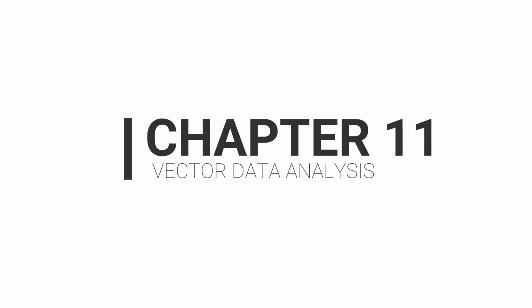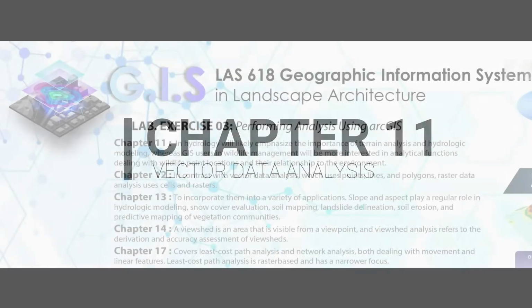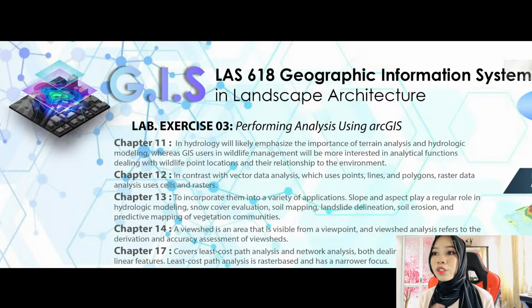In this video, I will talk about Geographic Information Systems in Landscape Architecture. In Chapter 11, a hydrologic GIS user will likely emphasize the importance of terrain analysis and hydrologic modeling, whereas a GIS user in wildlife management will be more interested in analytical functions dealing with wildlife point locations and their relationship to the environment.